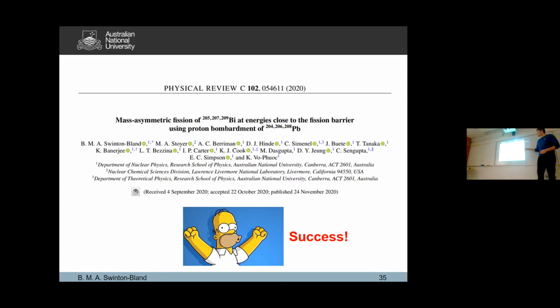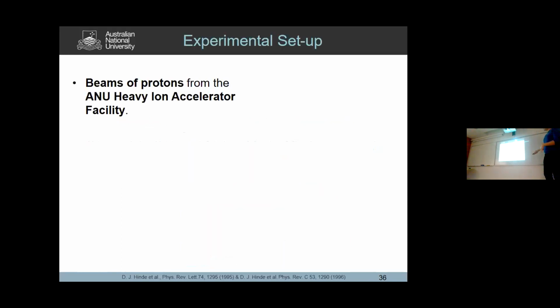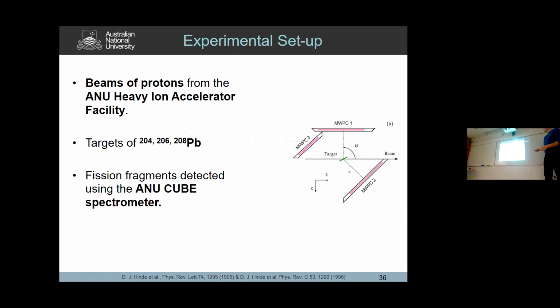barrier for bismuth. Bismuth's fission barrier, for the isotopes 205 to 209, is around 22 to 24 MeV calculated. So we can tune our beam to just at the barrier and just above, and we can then track these changes with energy. And that's what we did. We used beams of protons from, of course, our lovely accelerator across the road, and we bombarded lead targets of 204, 206, and 208. And we then measure our fission fragments in the Q spectrometer.